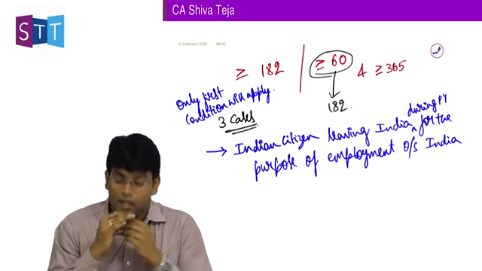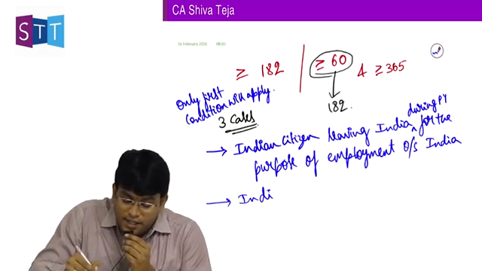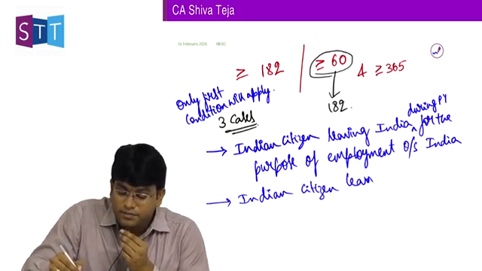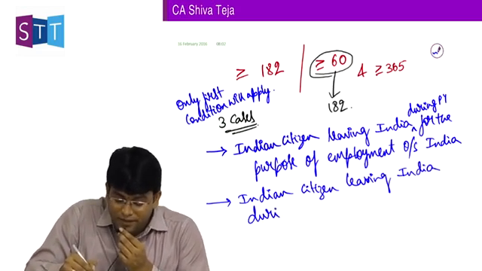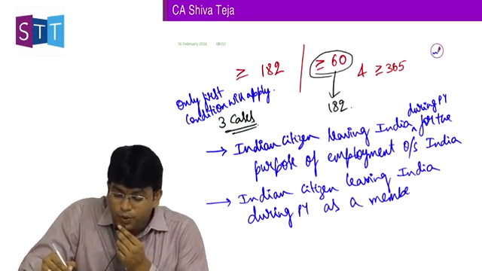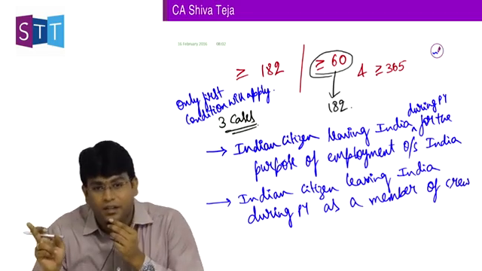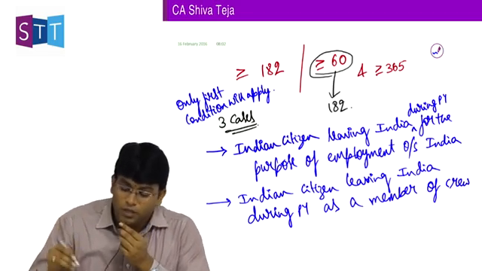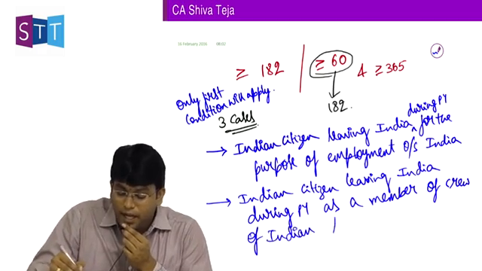Everybody, please say something. Second one says, sir, Indian citizen leaving India during previous year as a member of crew. Crew means people who are working in the ship or in the flight. Flight we call it cabin crew, ship we call it ship crew. That's the only difference. Who is working during previous year as a member of crew of Indian ship.